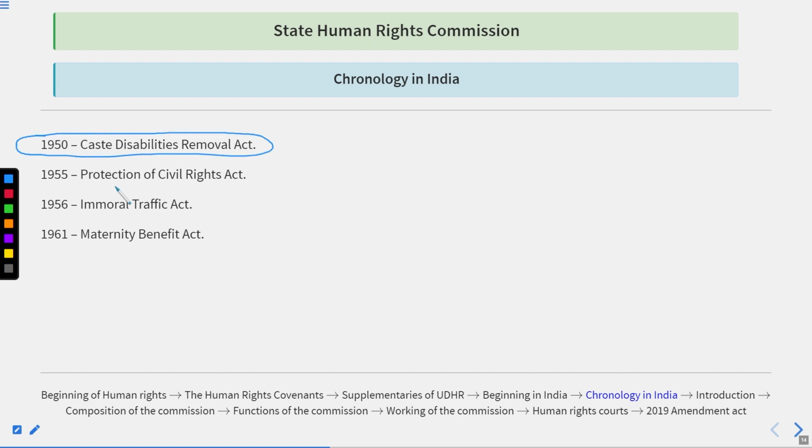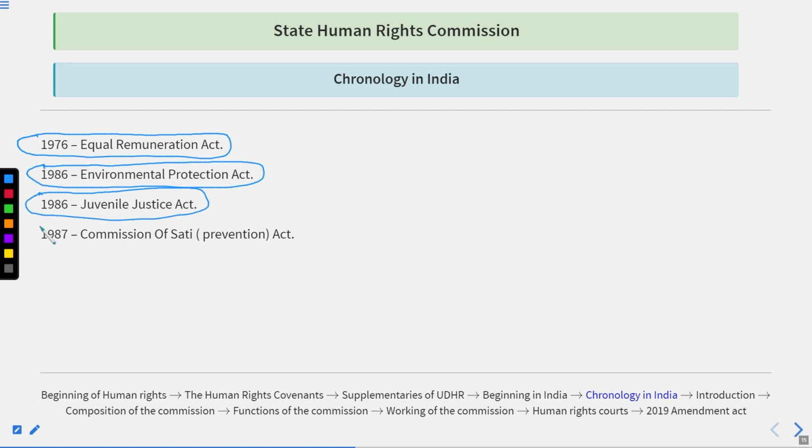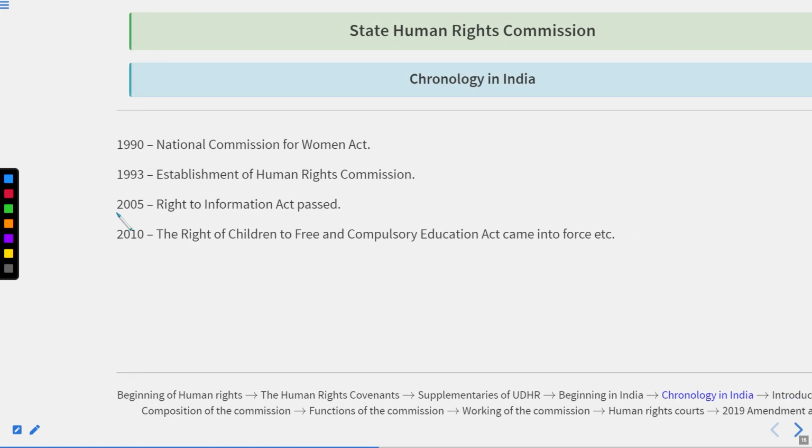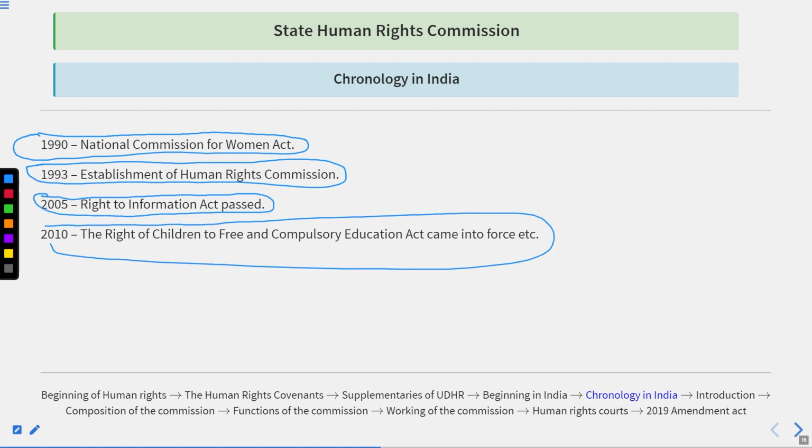1950, Caste Disabilities Removal Act; 1955, Protection of Civil Rights Act; 1956, Immoral Traffic Act; 1961, Maternity Benefit Act; 1976, Equal Remuneration Act; 1986, Environmental Protection Act; 1986, Juvenile Justice Act; 1987, the Commission of Sati Prevention Act; 1990, National Commission for Women Act; 1993, the establishment of the Human Rights Commission itself; 2005, Right to Information Act passed; and in 2010 the Right of Children to Free and Compulsory Education Act came into force. Okay, but here in the end you will find "etc."